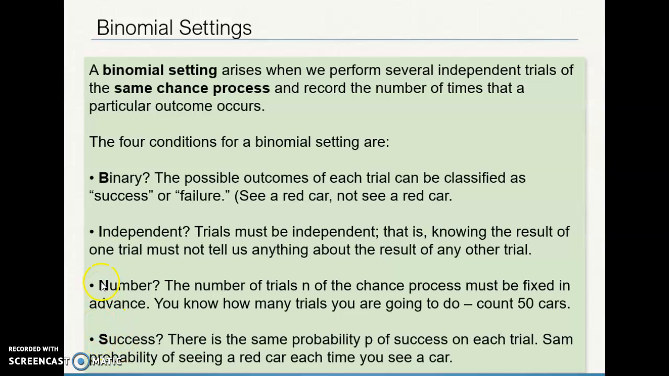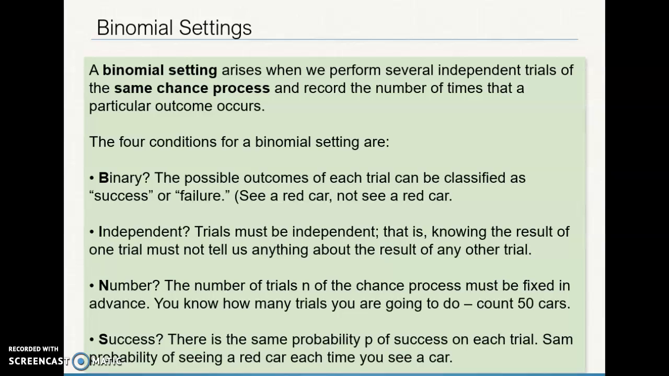And then S stands for success, and this is the same probability of success on each trial. So if we're talking about the cars driving down the road, the probability of seeing a red car has to be exactly the same each time. If you're shooting the basketball hoop and from that one particular spot you only have a 50% chance of making it, that probability of success is the same each time.